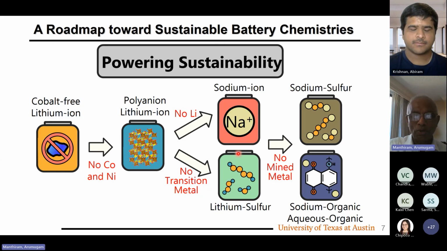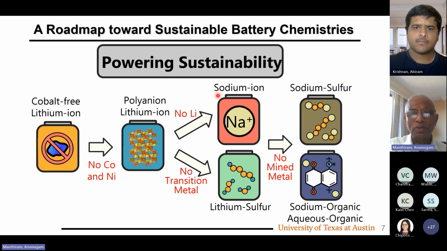So this is the roadmap. No cobalt and no nickel. Then you go to the polyanion cathodes I was showing, iron-based lithium iron phosphate or other iron-based cathodes. Then finally, can we eliminate lithium? Yes. Then you go to sodium ion.